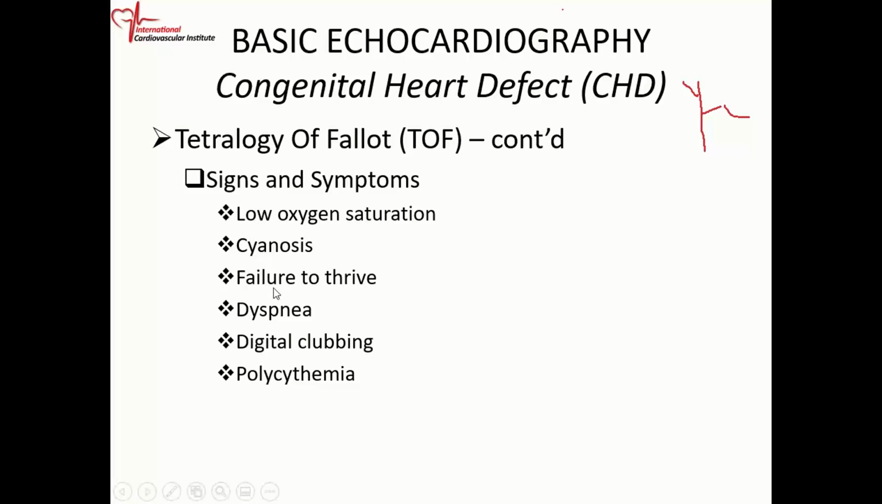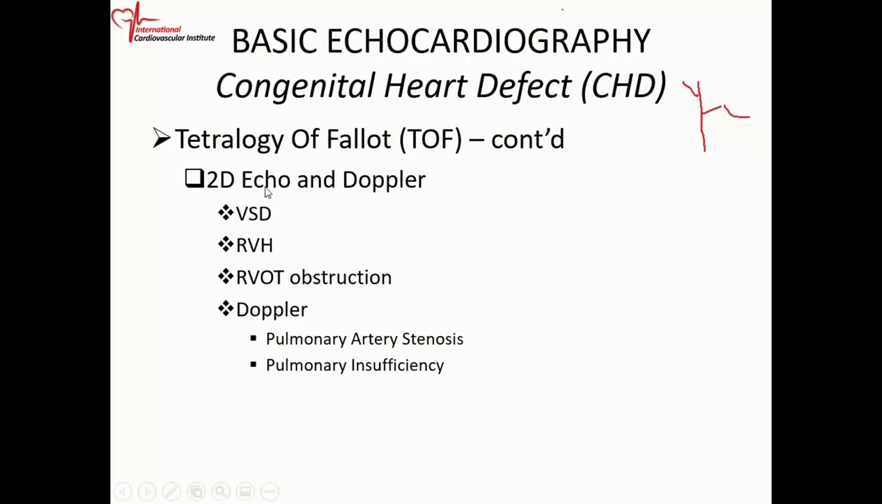Failure to thrive because of the cardiac defect and decreased cardiac output. Shortness of breath, because you have decreased cardiac output. Digital clubbing. So when you look at the digits, the fingers and the toes, there is a type of puffiness, and we call that digital clubbing. Polycythemia because of the deoxygenated blood that gets into the systemic circulation, and it's going to stimulate increased red blood cell production, and that's what we call polycythemia. Okay.